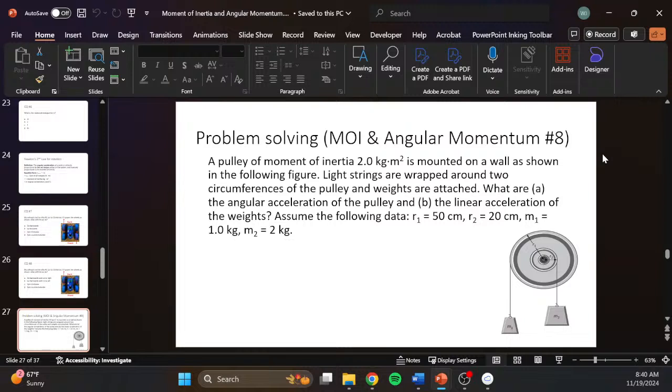The bigger the moment of inertia, the harder it is to angular accelerate that object. Okay, great. It's mounted to a wall. You got some pulleys, you got some masses that are hanging down. And this problem says find the angular acceleration of the pulley.